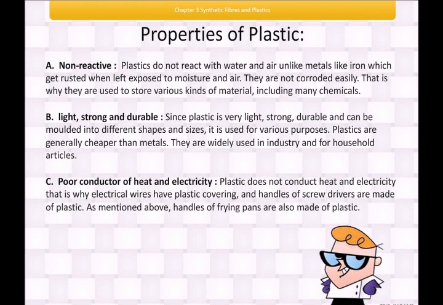Poor conductor of heat and electricity. Plastic does not conduct heat and electricity. That is why electrical wires have plastic covering and handles of screwdrivers are made of plastic. As mentioned above, handles of frying pans are also made of plastic.